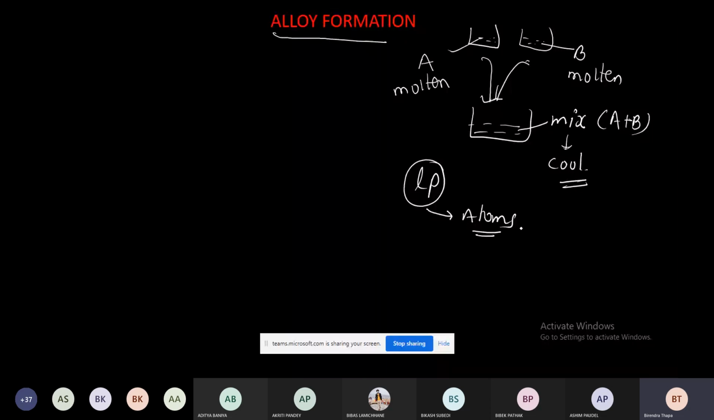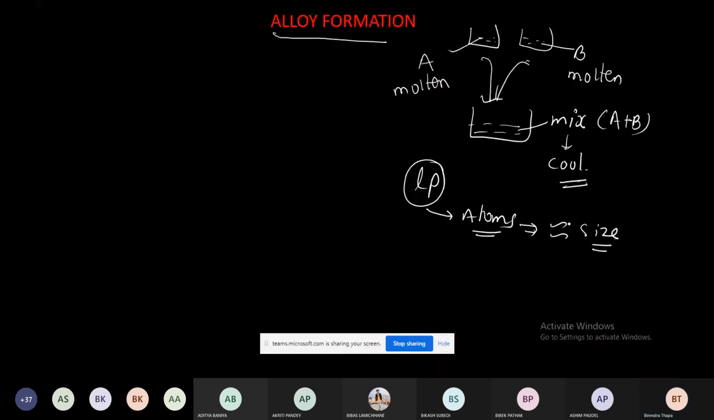due to their comparable size. Since the size is nearly the same, they have comparable size. Due to comparable size, the lattice point of one element is replaced by atoms of another element. That's why alloys are formed.